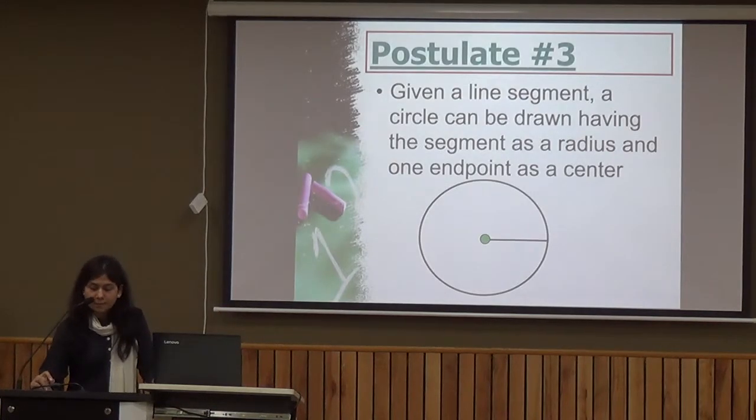Now postulate 3. Given a line segment, a circle can be drawn having the line segment as a radius and one endpoint as a center. Suppose AB is a line segment. Taking A as the center and taking the radius to be AB, you can form a circle of radius AB. This is postulate 3.